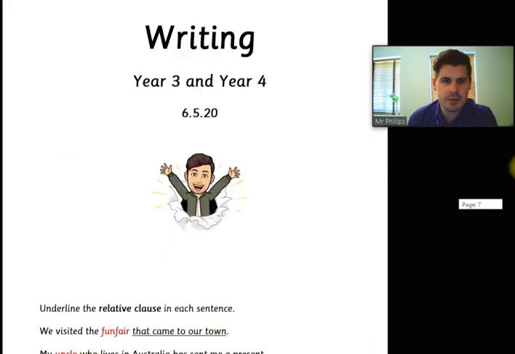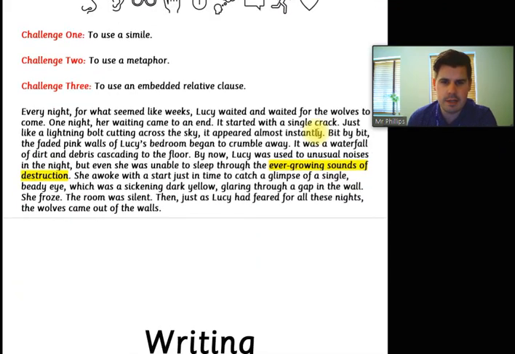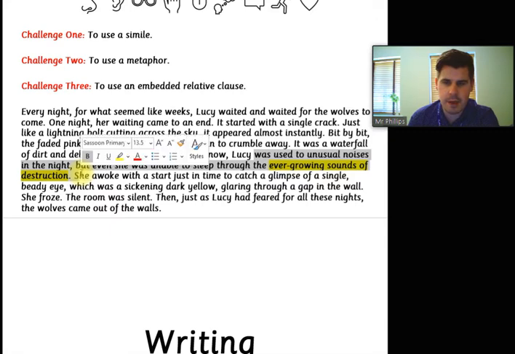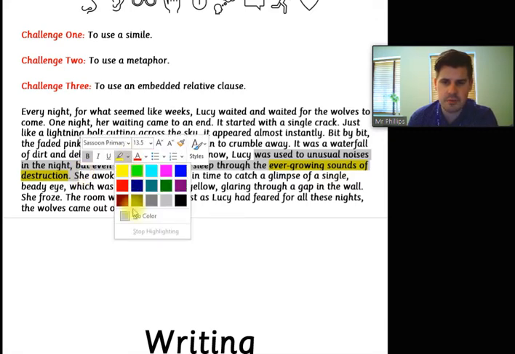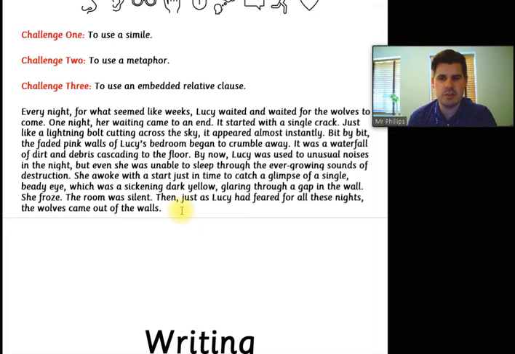Before we start, let's quickly remind ourselves of the writing we did last time. Now, I came back to this yellow bit. In the end, I decided that actually I was happy with it, so I'm not going to change that. Every night, for what seemed like weeks, Lucy waited and waited for the wolves to come. One night, her waiting came to an end. It started with a single crack. Just like a lightning bolt cutting across the sky, it appeared almost instantly. Bit by bit, the faded pink walls of Lucy's bedroom began to crumble away. It was a waterfall of dirt and debris cascading to the floor.